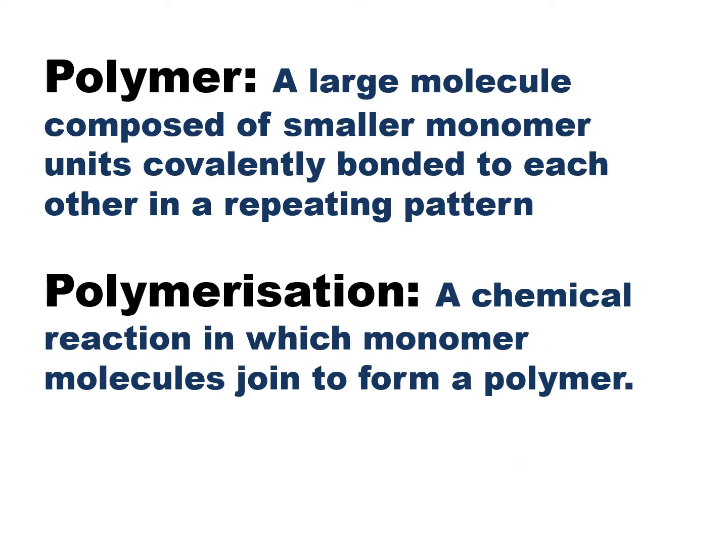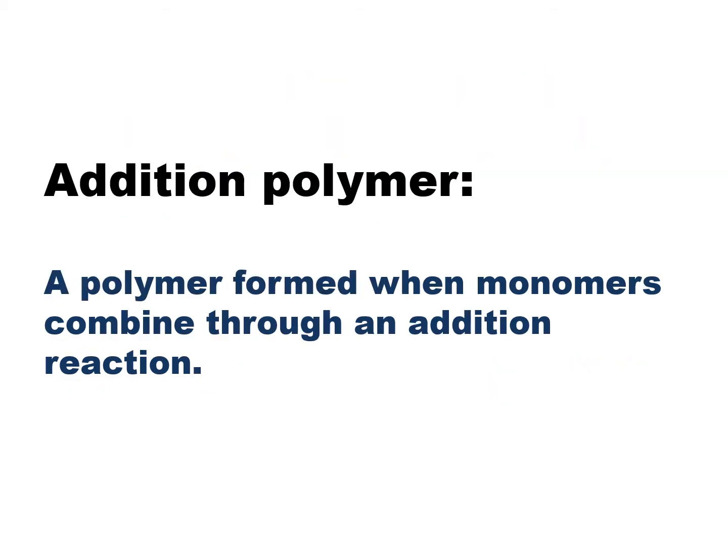So the definition for a polymer is a large molecule composed of smaller monomer units covalently bonded to each other in a repeating pattern. And polymerization is a chemical reaction in which monomer molecules join to form a polymer. We're going to discuss two types of polymers, addition polymers as well as condensation polymers. But let's start with addition polymers.